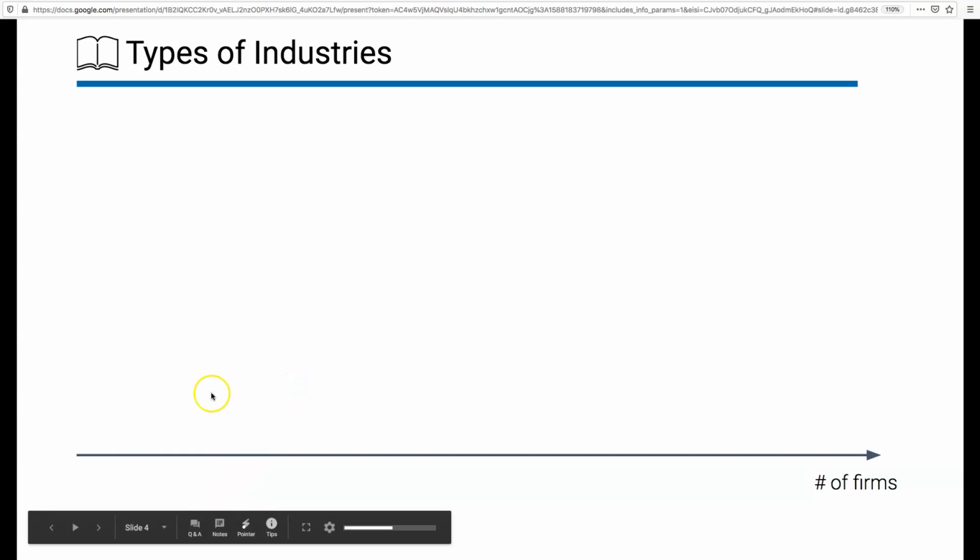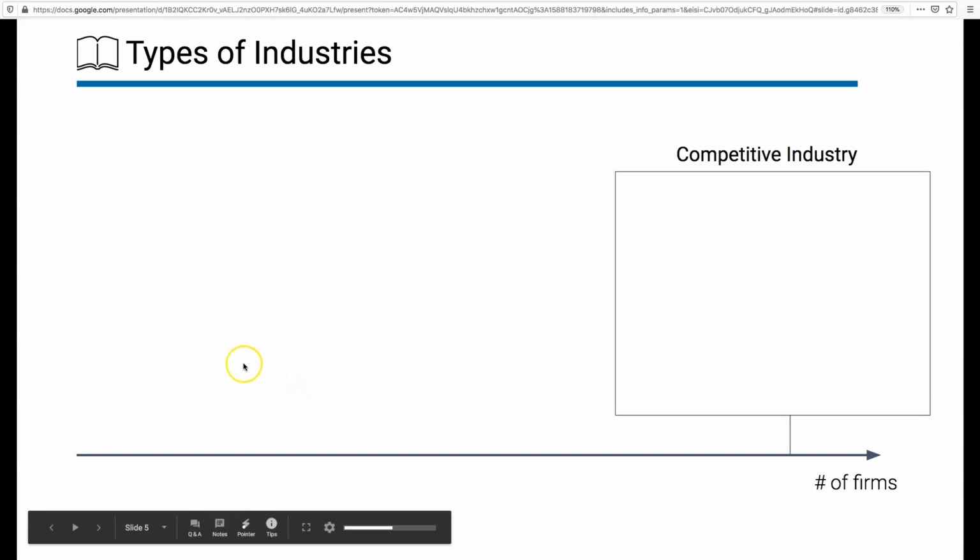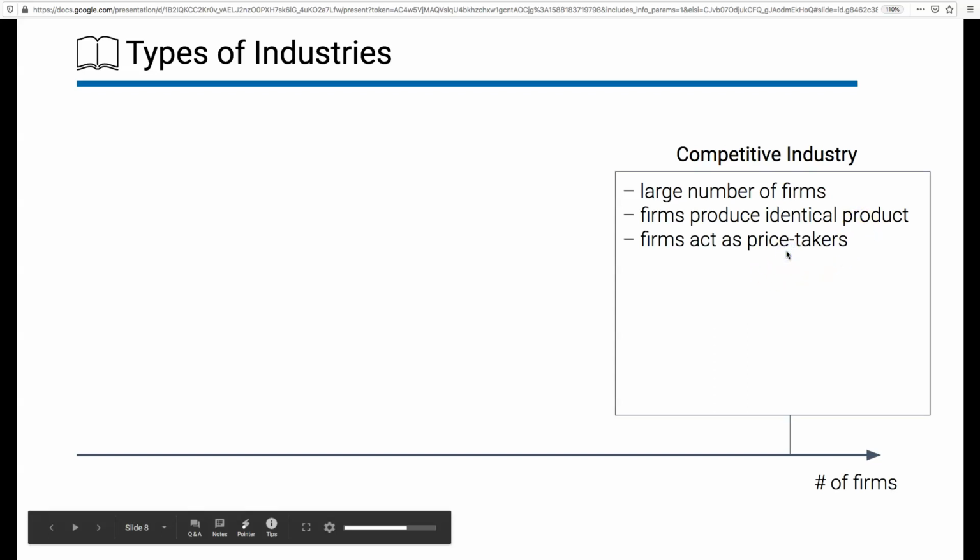And so the competitive industry that we'll look at is the extreme case when there's a very large number of firms and each firm is producing one and the same output. So the competitive industry represents the extreme case when the competition is extremely severe because there are so many competitors. And in that scenario, when firms produce an identical product, if you charge too high a price, all your customers will go to a competitor. And so in this scenario, firms act as price takers.